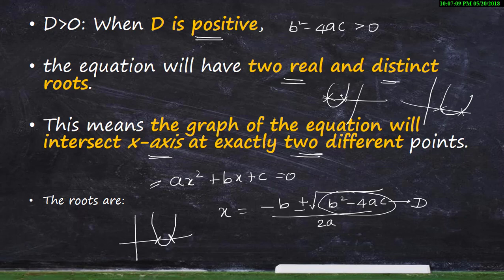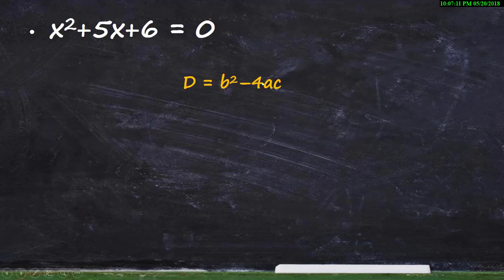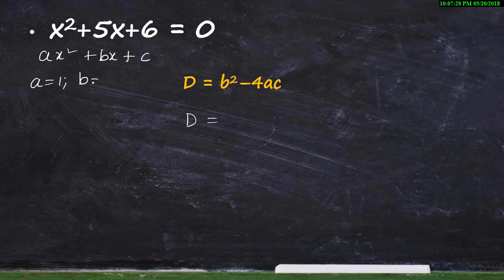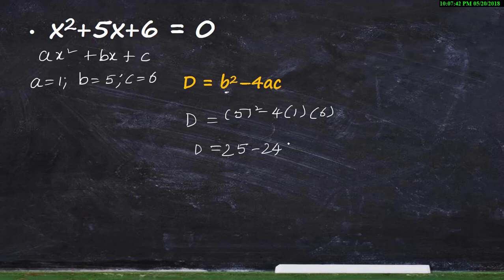Now we'll just do an example. x square plus 5x plus 6 is equal to 0. Now we'll check the roots, we'll check the discriminant. D is equal to b square minus 4ac. We'll compare with ax square plus bx plus c, and here a is equal to 1, b is equal to 5, c is equal to 6. Now b square is 5 square, minus 4 into a means 1 and c means 6. So that means 25 minus 24. Therefore d is equal to 1.